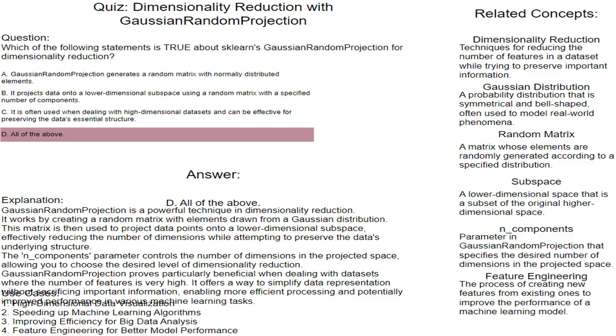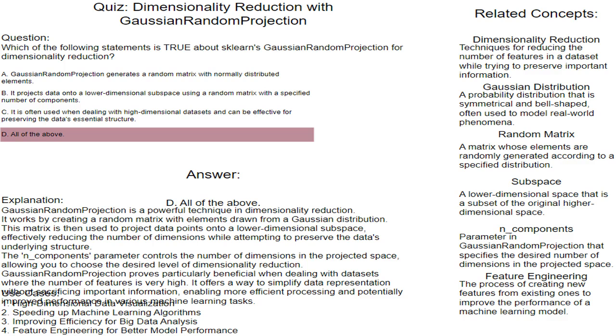If a dataset has 100 features, you might set components to 10 to reduce the dimensionality to 10 features, or you might experiment with other values to find the best reduction for your task. Feature engineering: the process of creating new features from existing ones to improve the performance of a machine learning model.